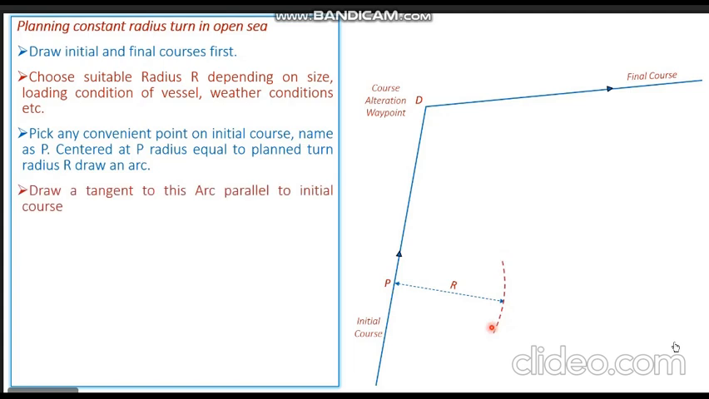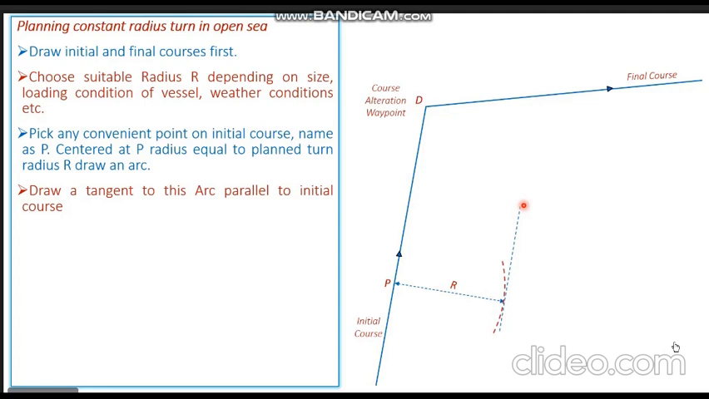Now we have to draw a tangent to this arc, and the tangent should be parallel to the initial course. So using our parallel ruler or sliding ruler, we align it with the initial course, transfer it to the arc, and we draw a tangent.